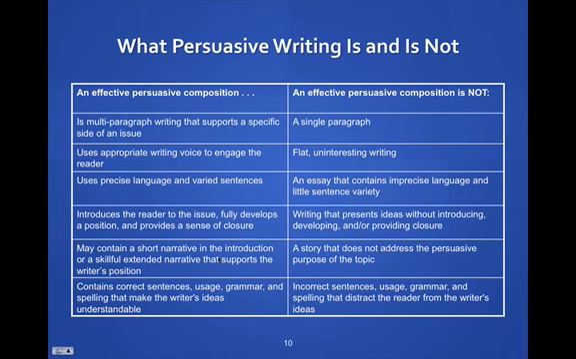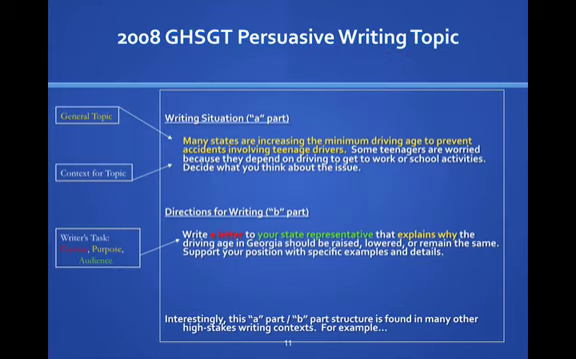It may contain a short narrative in the introduction or a skillful and extended narrative that supports the writer's position, but it is not just a story that does not address the persuasive purpose of the topic. It does contain correct sentences, usage, grammar, and spelling that make the writer's ideas understandable, and it does not use incorrect sentences, usage, grammar, and spelling that distract the reader from the writer's ideas.